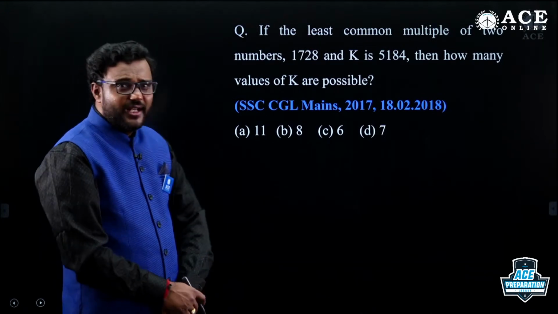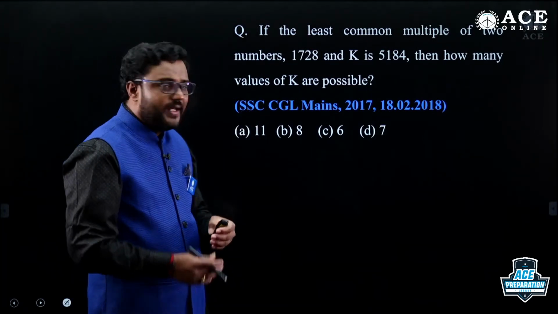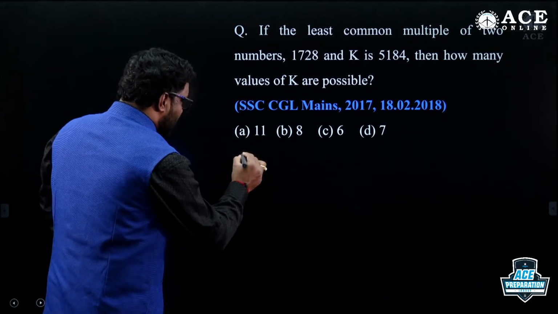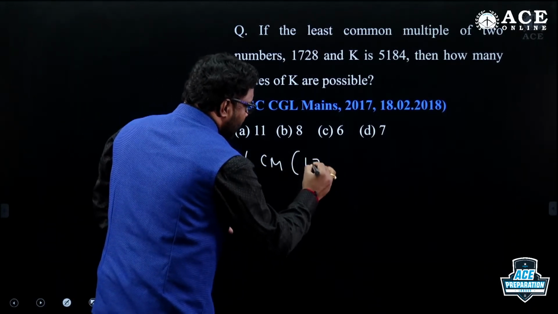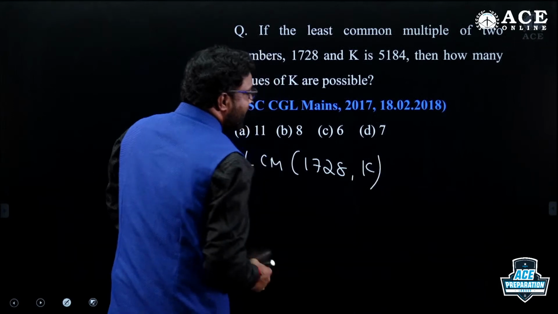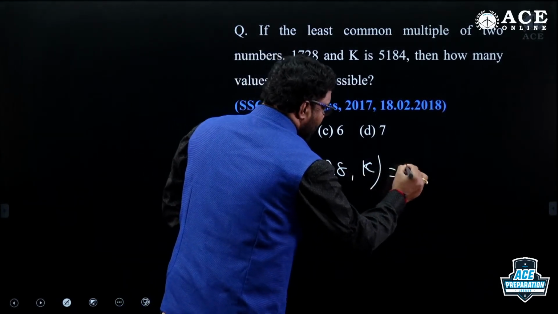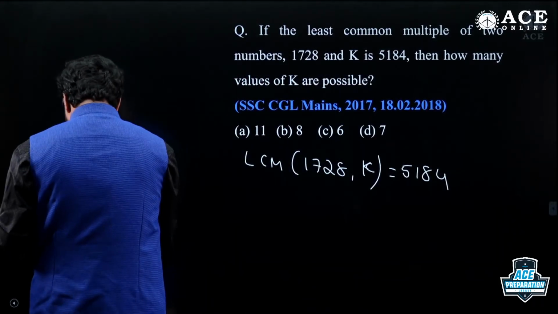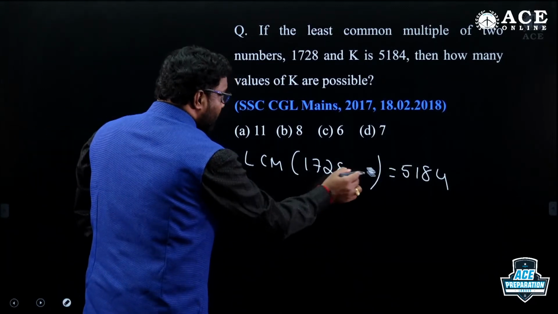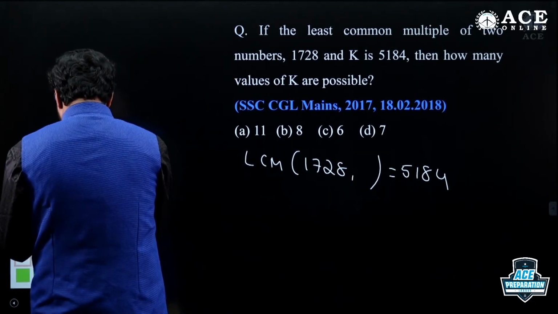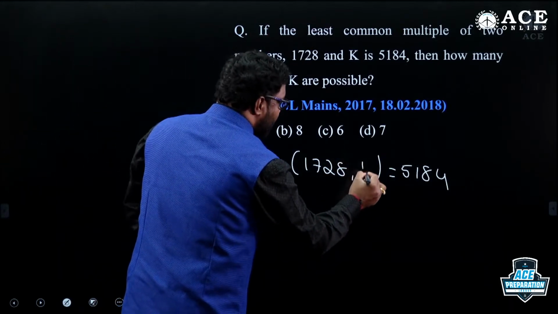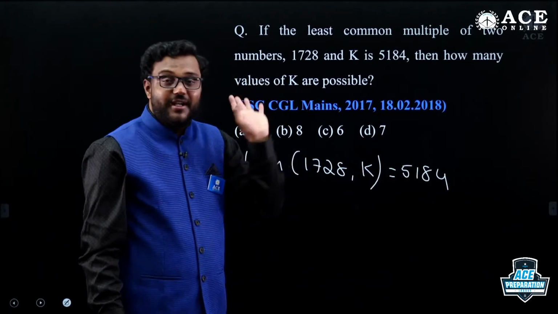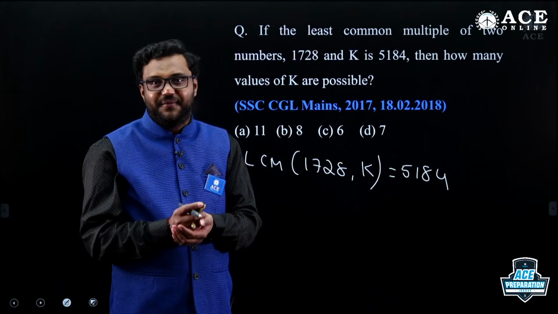Now see the last question related to basics, my dear friends. In the previous SSC CGL exam, they gave this question already. The least common multiple of 1728 and K is given as 5184. Now the question is, how many different values of K are possible? How many different values can we take for K? Still the result should not be disturbed. The result is already given as 5184, right?